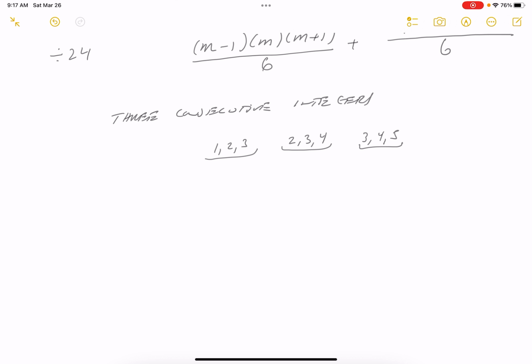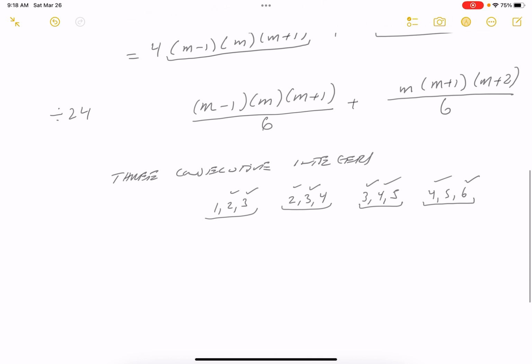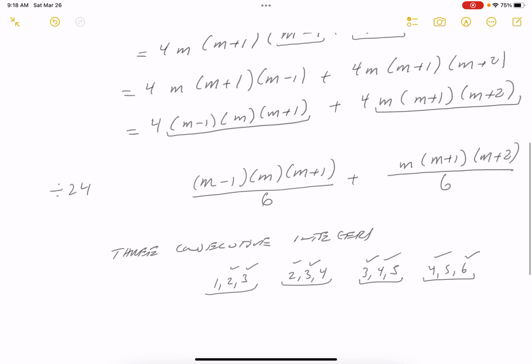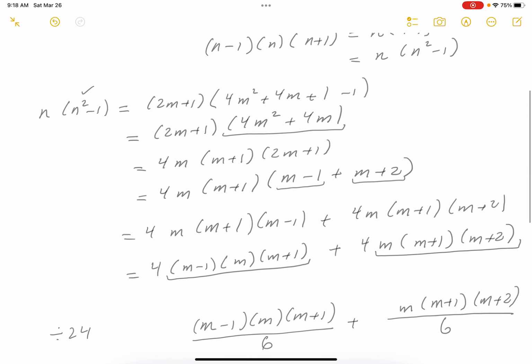I want to point out there's a simple pattern happening over here. Let's put the next one. 4, 5, 6. You're always going to get a multiple of 3. They're groups of 3s. And you're always going to get a multiple of 2. You get more than once, by the way, sometimes. So I'm going to say right now that we've shown this to be true.